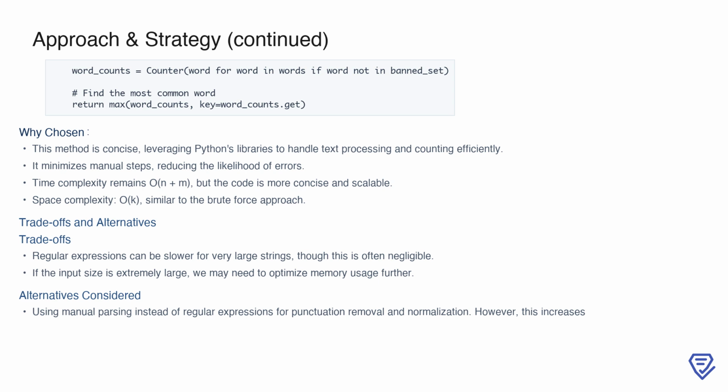This ensures that only valid, non-banned words are considered. Finally, we use the max function to identify the most common word based on its frequency in the counter object. The chosen method stands out for its conciseness, as it relies on Python's robust libraries to handle the heavy lifting of text processing and frequency counting.